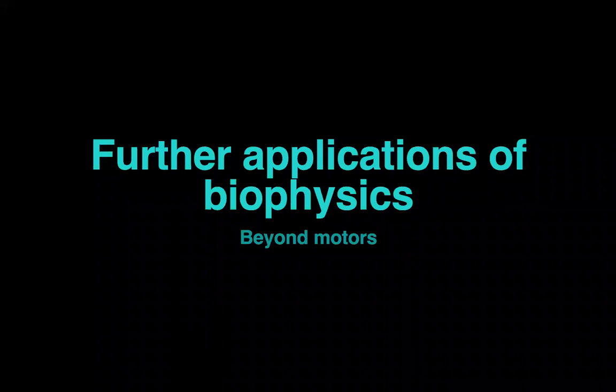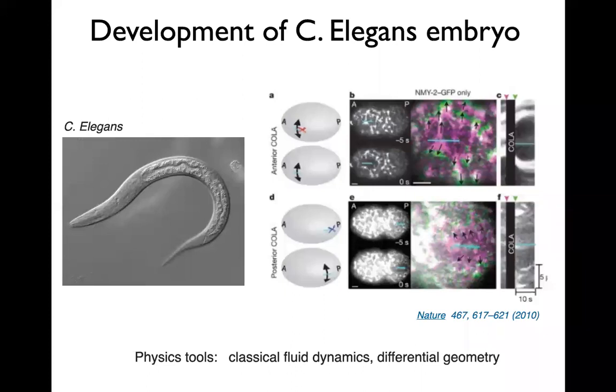Okay, now I will go to further applications of biophysics, something more modern that I learned in my last years as a researcher, going to conferences or knowing people at school, etc. Beyond motors, so this is way out of classics, as motors are really a classic. One example is development. Here I put an example of the C. elegans embryo. C. elegans is a worm that you can see almost with the naked eye. It looks like this, and it's used quite a lot by biologists, mainly because it's transparent.